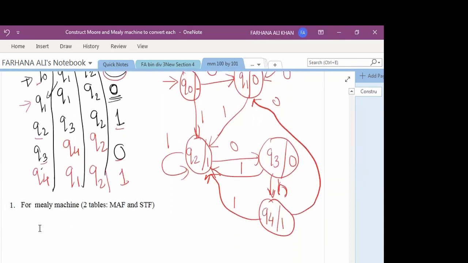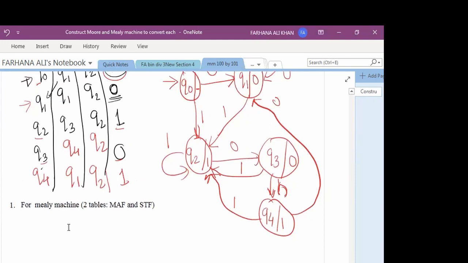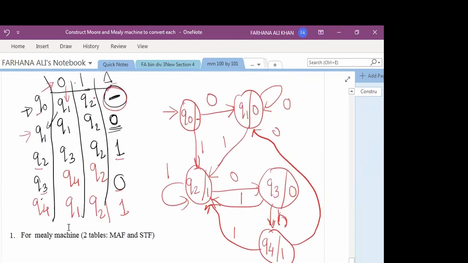Now we will design the diagram and table for the Mealy machine. How are we going to draw the diagram and table for the Mealy machine? It's very simple. For the Mealy machine, we have to design two tables, the state transition function, that is, input on the state.